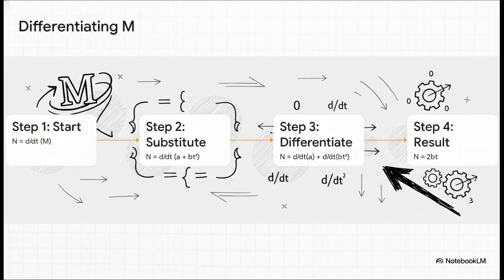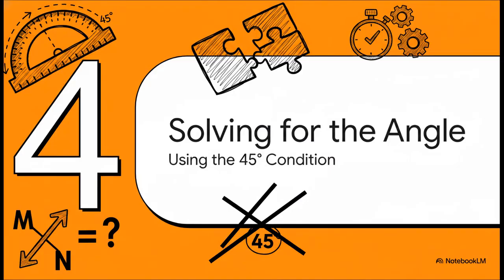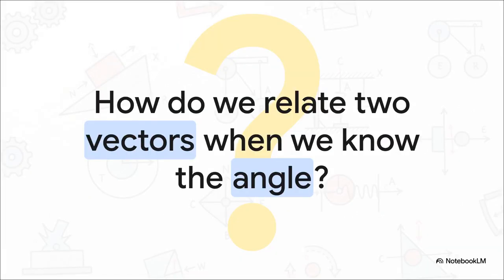For the second term, we just use the good old power rule. The 2 comes down and we're left with 2bt. And just like that, we have our formula for n. Fantastic. We now have expressions for both m and for n. We are getting so much closer. Now we need to bring in that other major piece of the puzzle, that 45-degree condition. So let's take a quick time out. Let's think like a physicist.